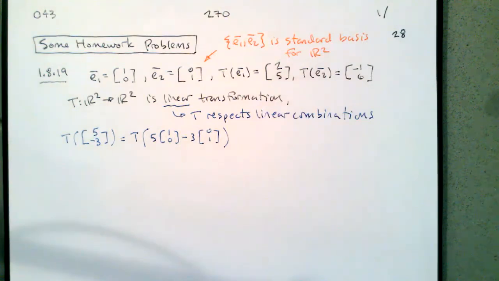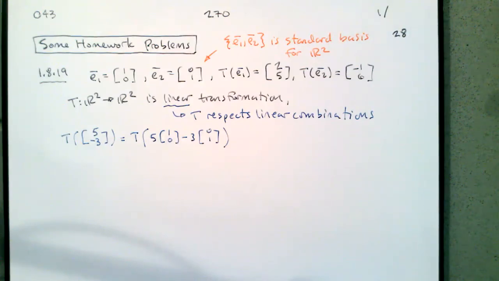Everything in R2 can be written as a linear combination of E1 and E2, and that linear combination is unique. Pivot in every row, pivot in every column. Pivot in every row means everything in R2 is a combination of those vectors. Pivot in every column means that is a unique linear combination. So there's only one way to write (5, -3) as a combination of these two vectors: 5 times the first one minus 3 times the second one.